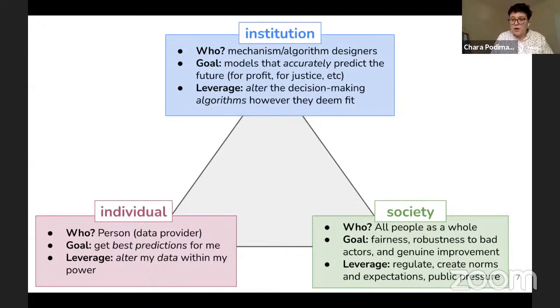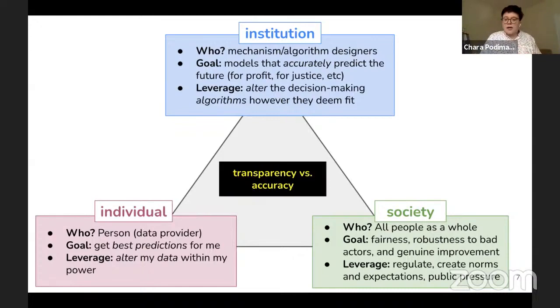So, as an example, it's good for someone to pay off all their previous loans if that's what they think will help them get this next loan that they are applying for. This is what we mean by genuine improvement. And the trade-off that exists in this power triangle is between transparency and accuracy.